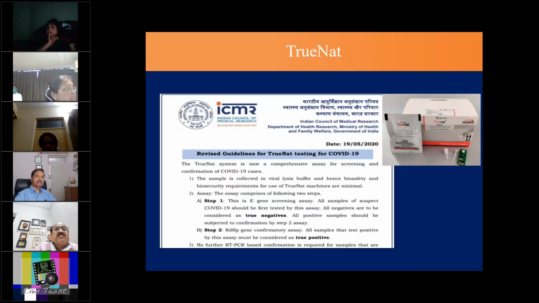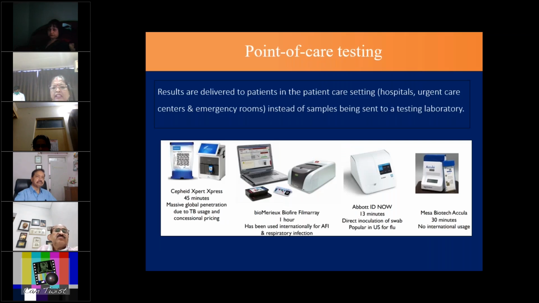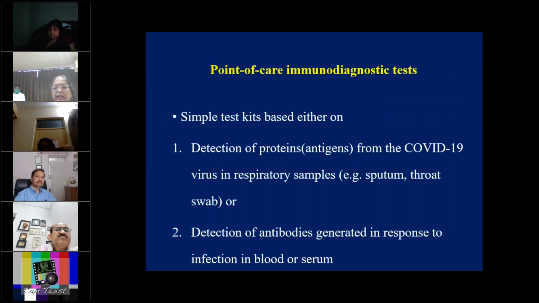If there is an emergency, like you have to operate on the patient immediately, or the patient is having an MI, then only you order TrueNAT. Otherwise, if you have some time, 6 to 10, 8 to 10 hours, kindly order RT-PCR and not TrueNAT. So these are the revised guidelines, which I'll have to skip because of the lack of time. Then there are various other point of care tests available in the market, but all of these are based on the same principle. Then something about the immunodiagnostic tests, that is, antigen detection tests and antibody tests.